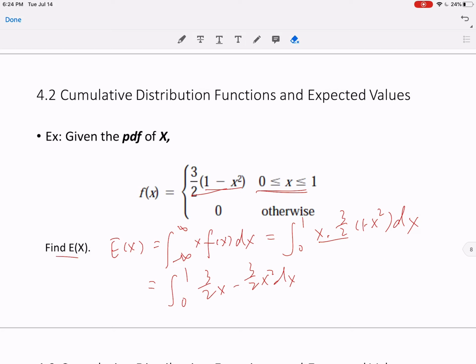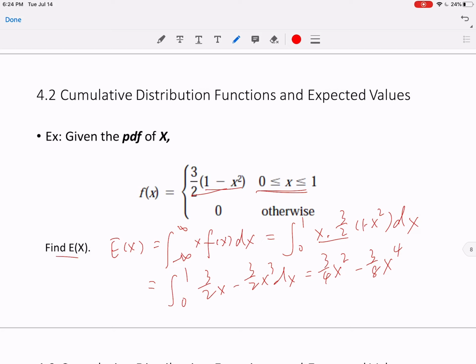Because if we distribute this into the parentheses, we're going to have 3 over 2x times x squared, so it's going to be x cubed here. And then this would be equal to 3 over 4x squared minus 3 over 8x to the 4th.